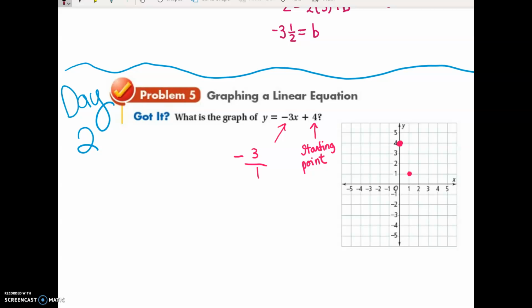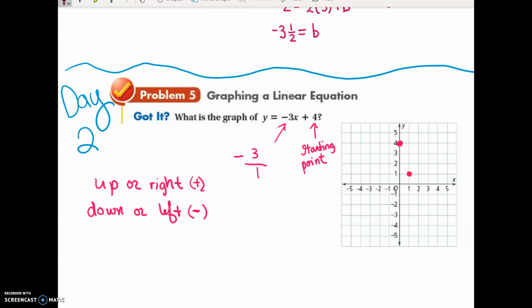Just to review those rules real quick, if you're going up or to the right, those directions represent positive values. If you have to go down or left, those represent your negative values. So in this case, I started at 4, which is my y-intercept. Then I went down 3 and I went right 1.